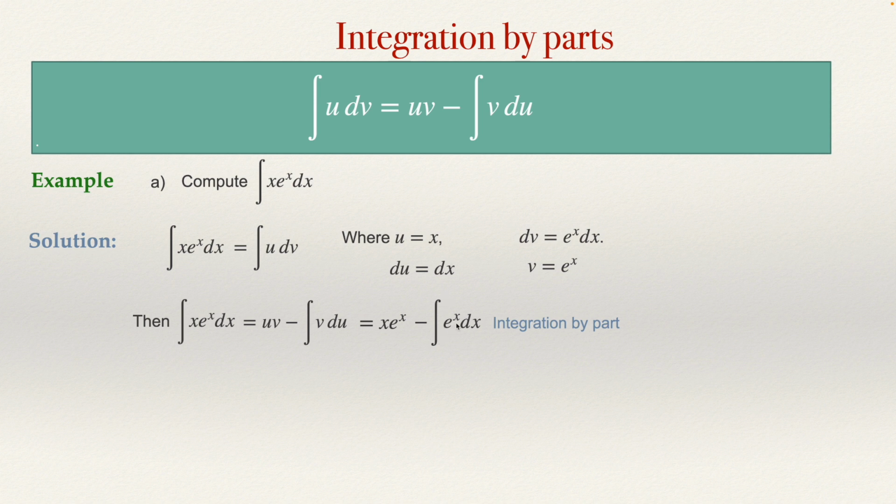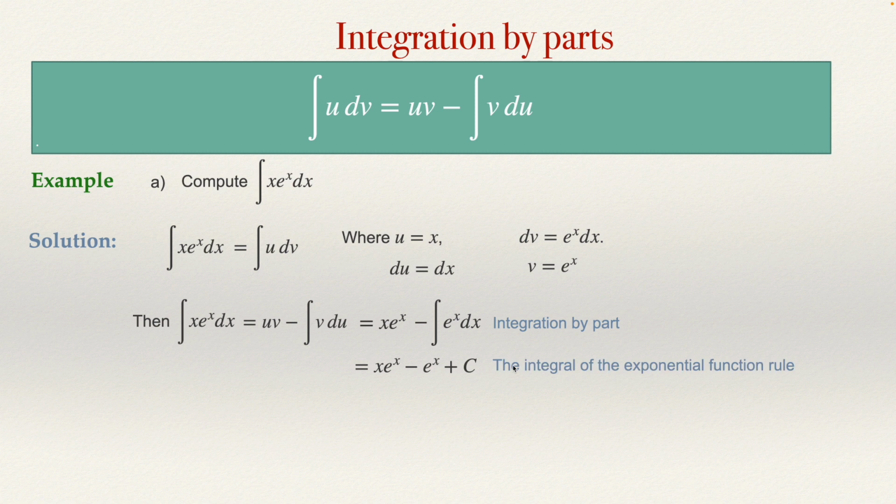The integral of e to the x, we can review all the rules of integration, and we notice that this is e to the x. So we can write x e to the x minus the integral of this, that is e to the x plus c. So we can write x e to the x minus e to the x plus c. I know that at the end I need to add a constant of integration.